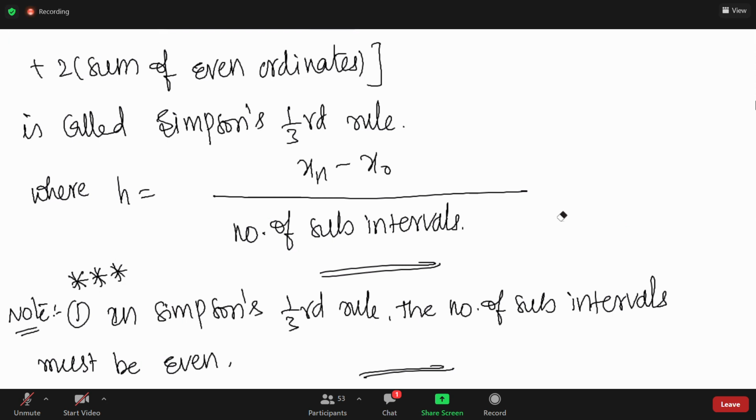But there is no restriction for the number of subintervals in trapezoidal rule. And when will we get accuracy of the result? For large number of subintervals, we will get the accuracy of the result in trapezoidal rule.